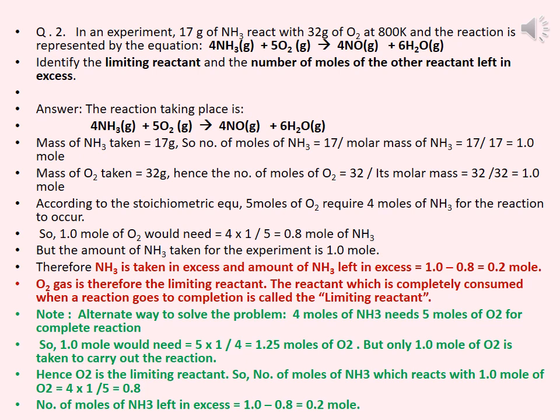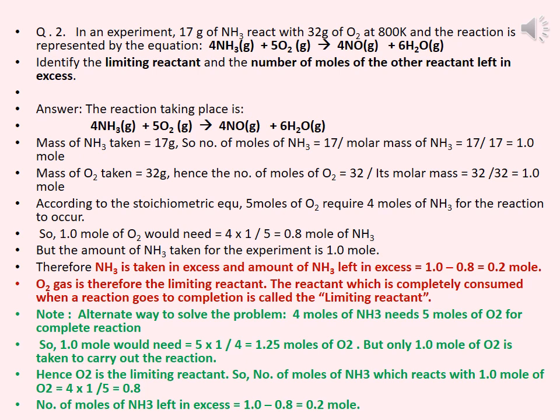Question number 2. In an experiment, 17 grams of ammonia react with 32 grams of oxygen at 800 Kelvin, and the reaction is represented by the equation 4NH3 gas plus 5O2 gas gives 4NO gas plus 6H2O gas. Identify the limiting reactant and the number of moles of the other reactant left in excess. So there are two parts to this problem.